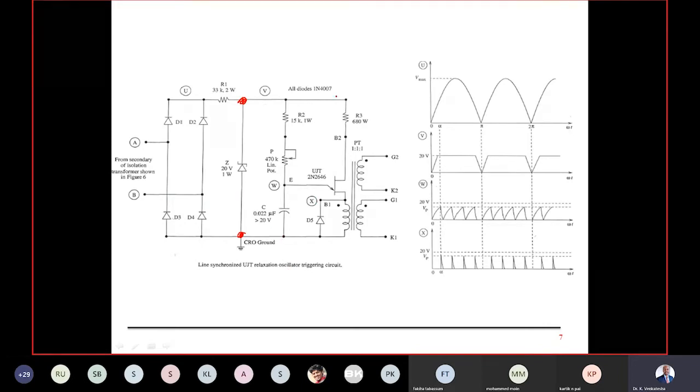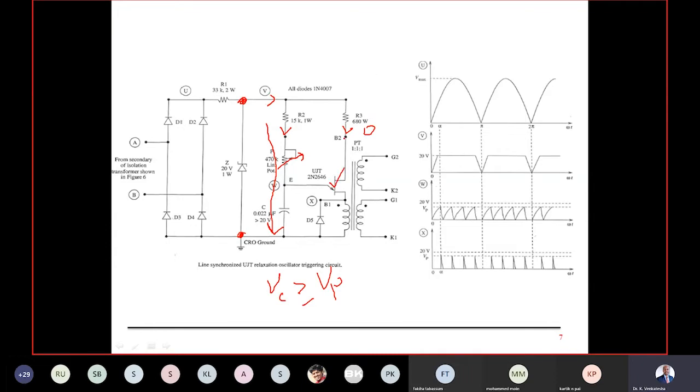Now the remaining part of the circuit is at 20 volt. Current starts flowing here, and the current has two paths, path number 1 and path number 2. Path number 2 current won't flow because my UJT is off. Depending upon this 470K resistance, a linear potential divider, the variable resistance decides the current through the capacitor, and the capacitor starts charging. When the capacitor voltage is greater than or equal to your peak voltage, the UJT will be turned on.